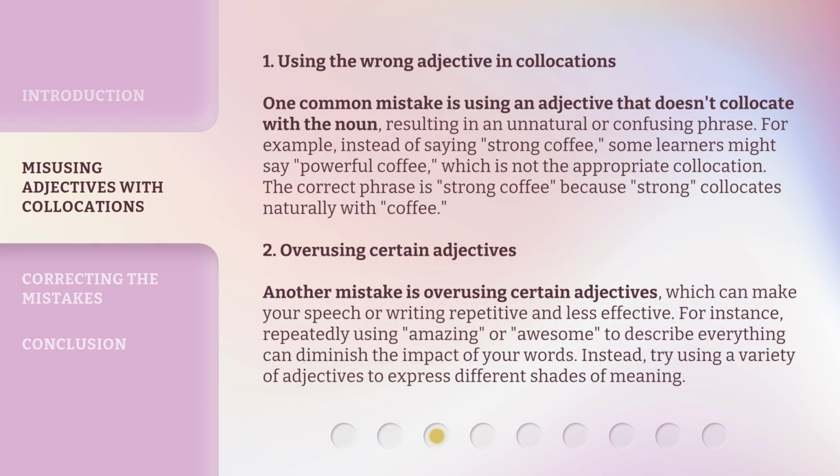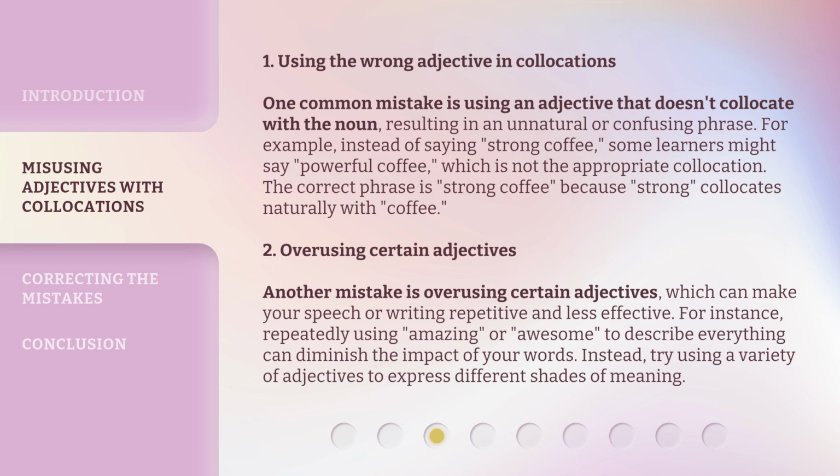1. Using the wrong adjective in collocations. One common mistake is using an adjective that doesn't collocate with the noun, resulting in an unnatural or confusing phrase. For example, instead of saying, strong coffee, some learners might say, powerful coffee, which is not the appropriate collocation. The correct phrase is, strong coffee, because strong collocates naturally with coffee.